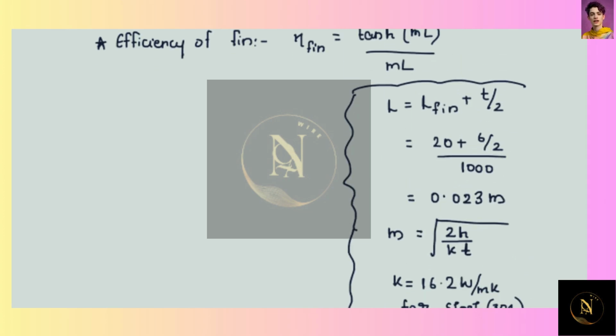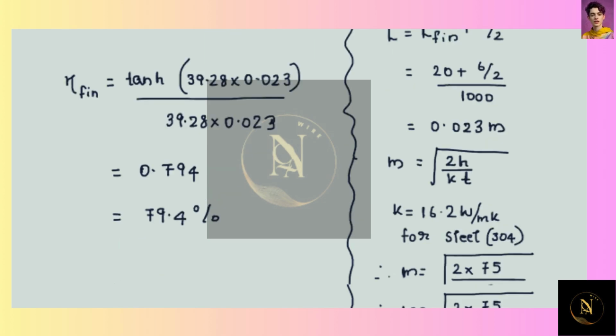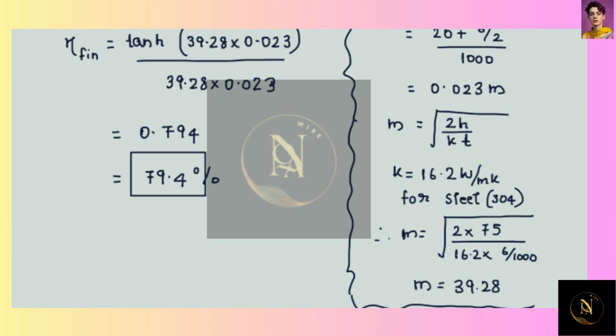So we have already found out the value of L as well as the value of m. Now we need to calculate the efficiency of the fin. Eta of fin is equal to tanh of mL divided by mL. Here m is 39.28 and L is 0.023. Upon solving, we will get the efficiency of fin to be 0.794, or in percentage 79.4 percent. So in the first case the efficiency is 79.4 percent.